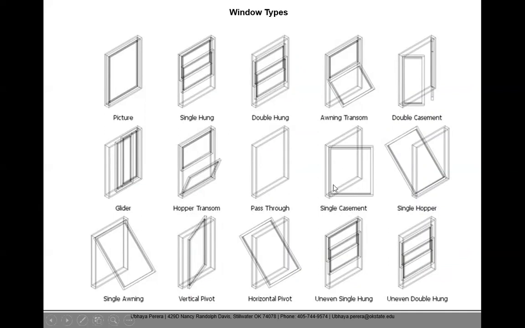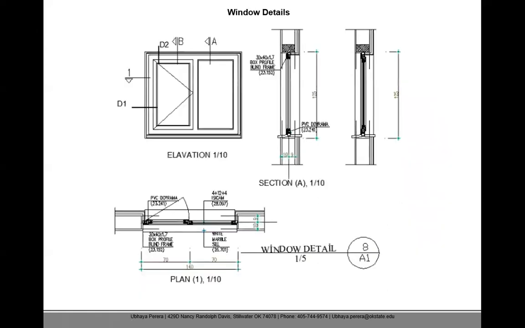This one, call it single casement. Yes, that's right. Single awning, vertical pivot, horizontal pivot, double casement. These are the similar doors and windows you will come across.